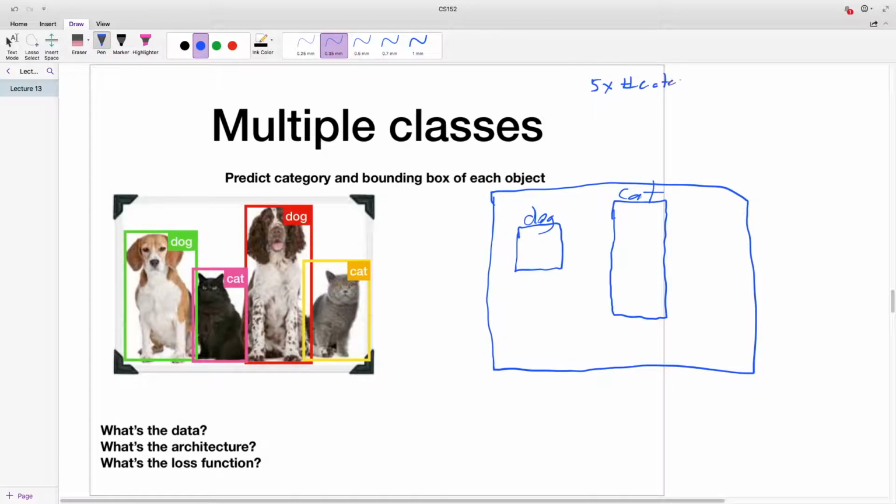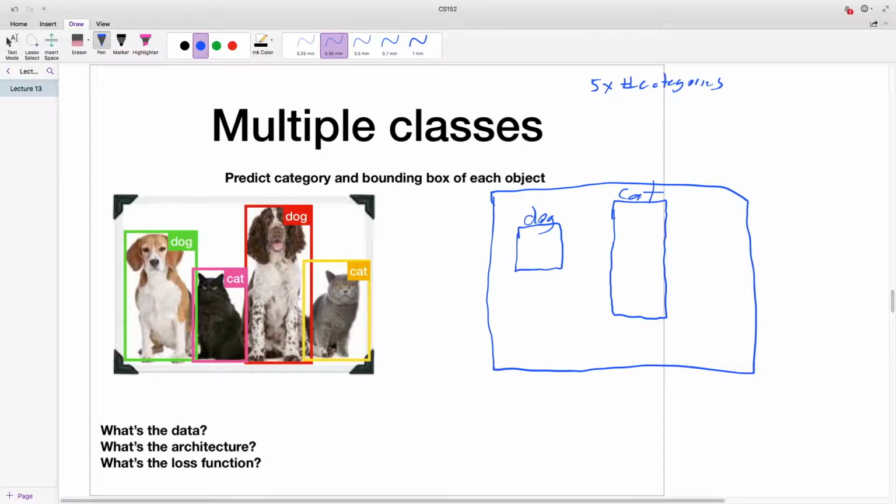Okay, and the 5 comes from? 4 comes from the degrees of freedom we have for a rectangle, the bounding box, and the fifth one comes from the classification. So we have 5 times the number of categories.